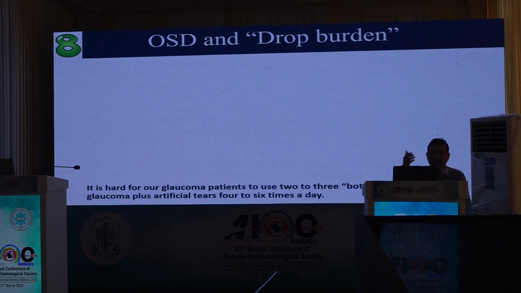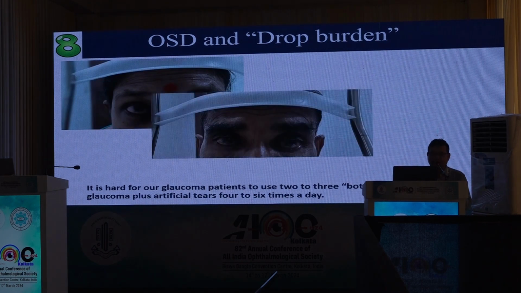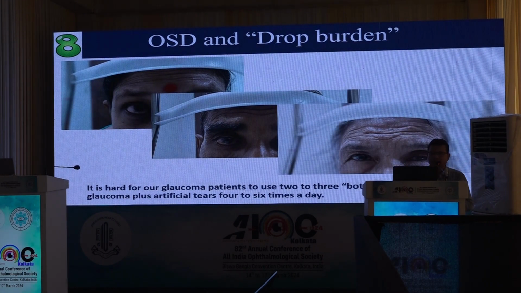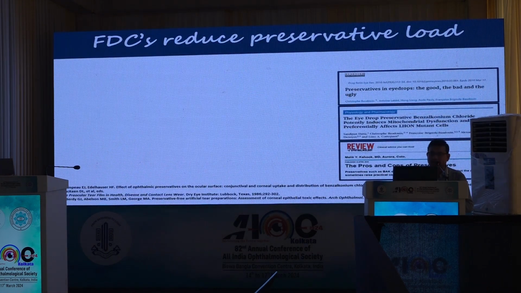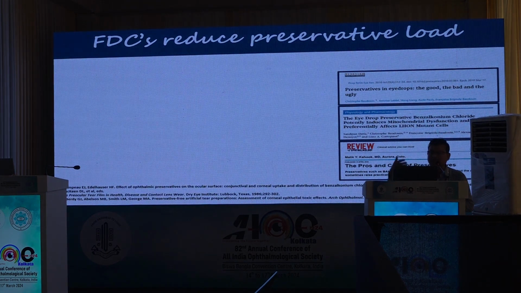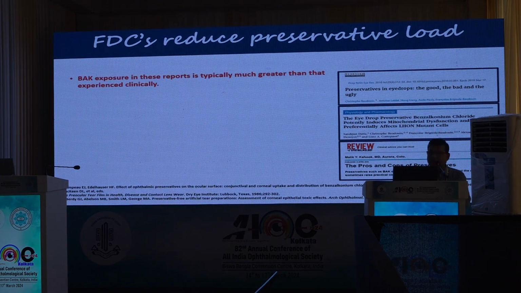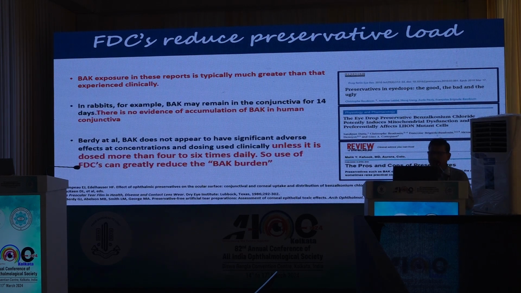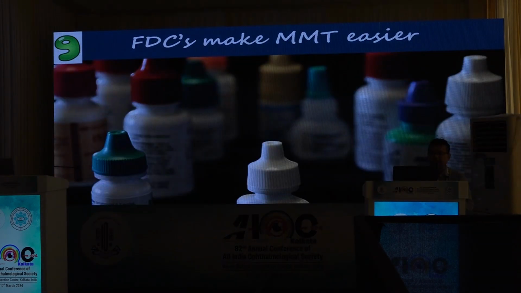This is something I can see some eminent cornea specialists in the audience. So, ocular surface disorders and drop burdens. We have a large number of patients who present with these kinds of eyes. So it's hard for the patients to use 2 to 3 bottles plus lubricant. So FDCs definitely reduce the preservative load, but again, is BAK really that bad? And the answer to that is probably no, unless it is dosed more than 4 to 6 times daily. So you should limit it to not more than 4 to 6 times daily.